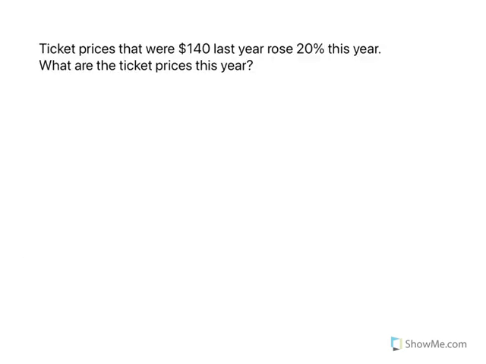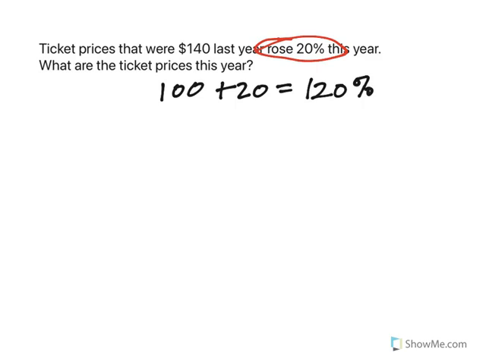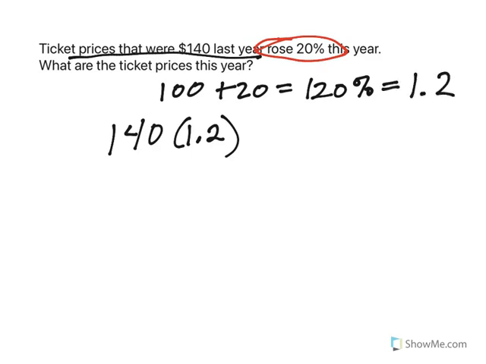Ticket prices that were $140 last year rose 20% this year. What are the ticket prices this year? Well, think about this. They rose 20%. That's an increase. So if our base is 100 and they rose 20%, we're dealing with 120%. So I will take this year, ticket prices that were this last year, they rose. So we're going to multiply by 1.2 because 120% is 1.2 as a decimal.